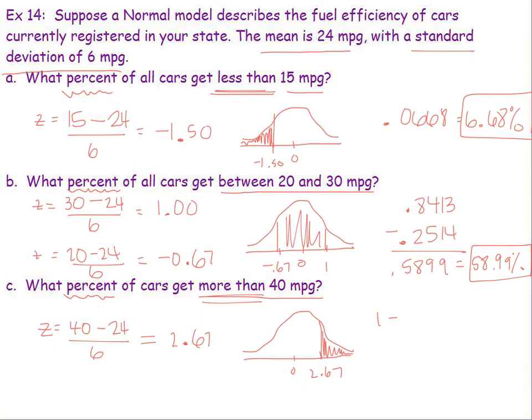So go to the positive side, down to 2.6, over to the 7 slot, I get 0.9962, which when I subtract, I end up with 0.0038. Move the decimal and it is 0.38%. So go ahead and turn the page.